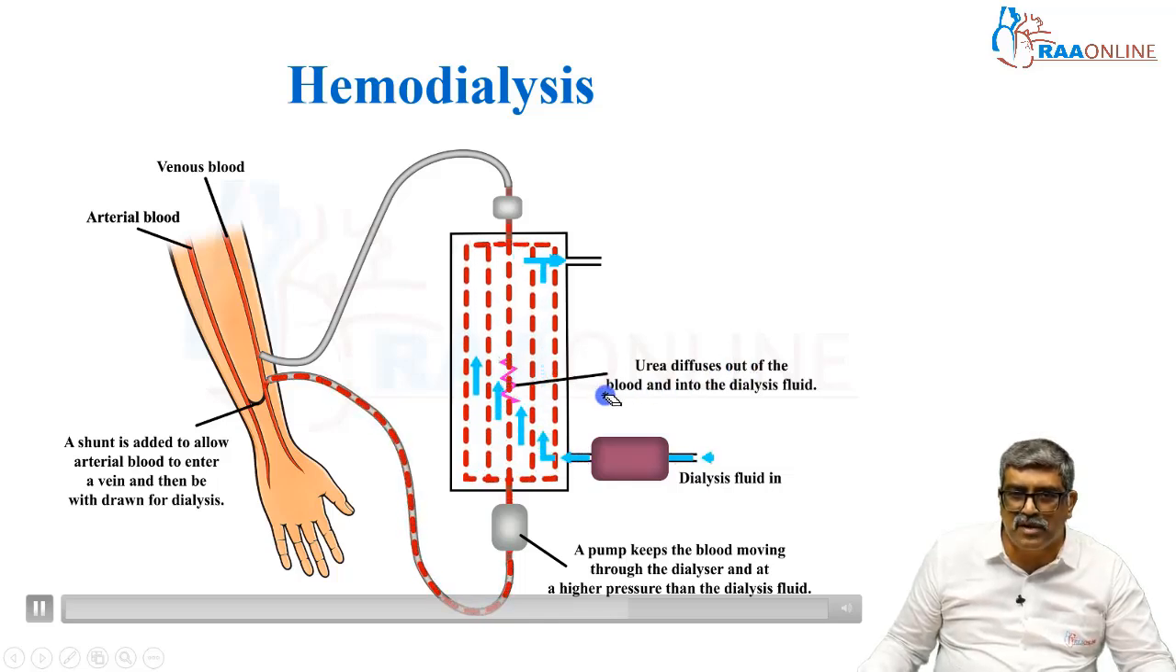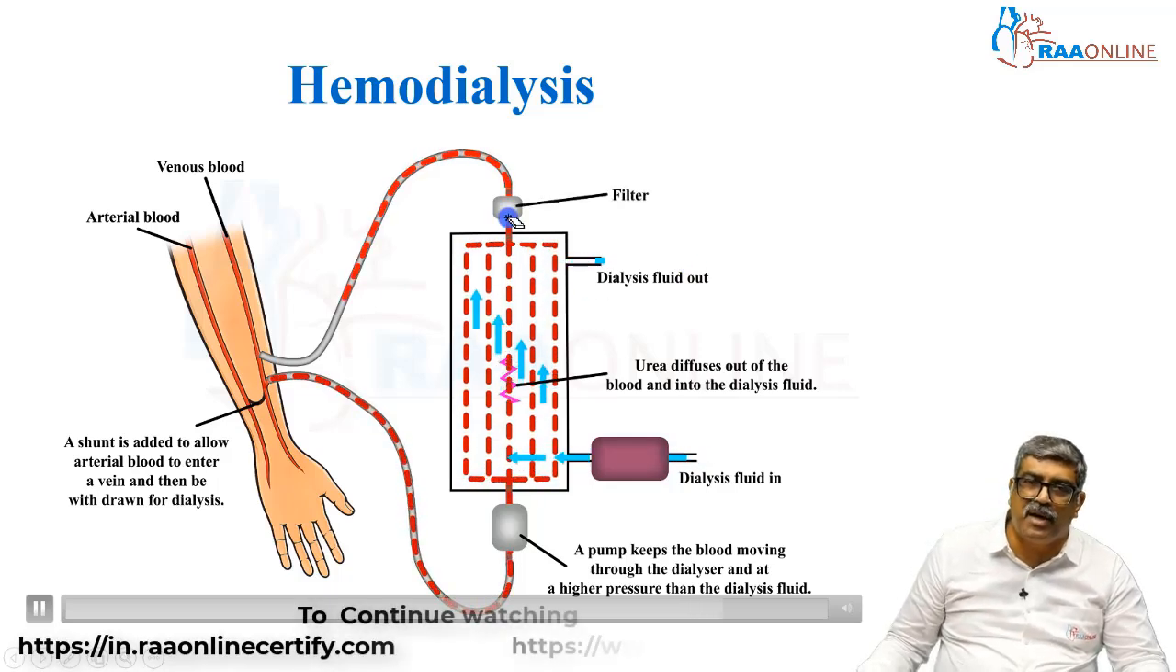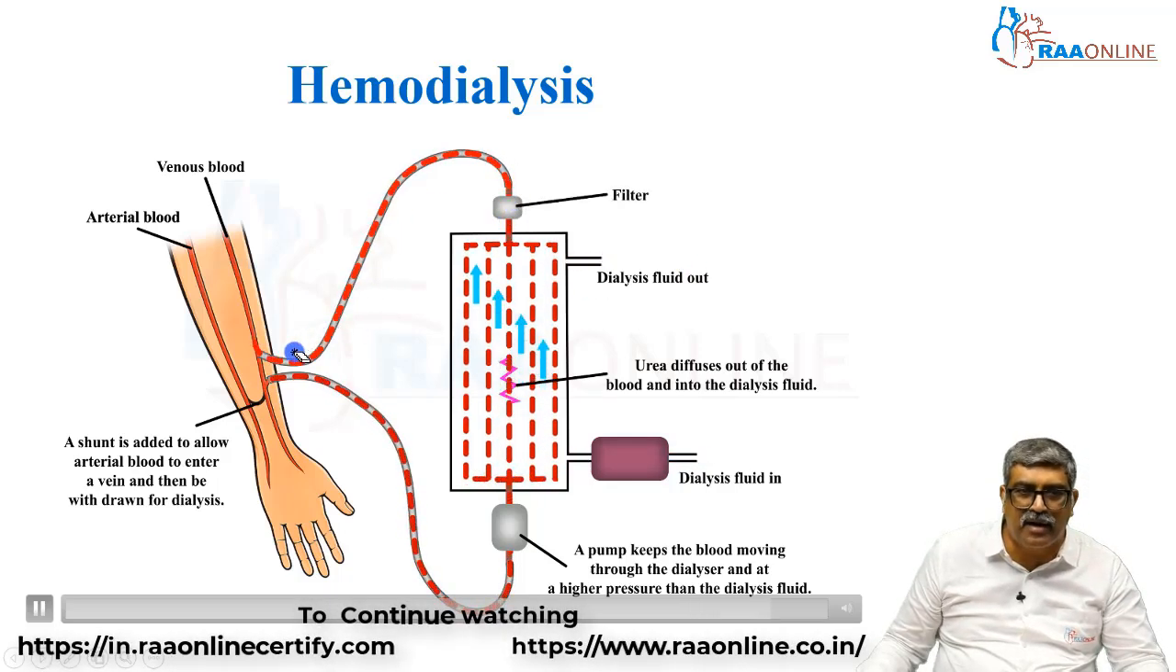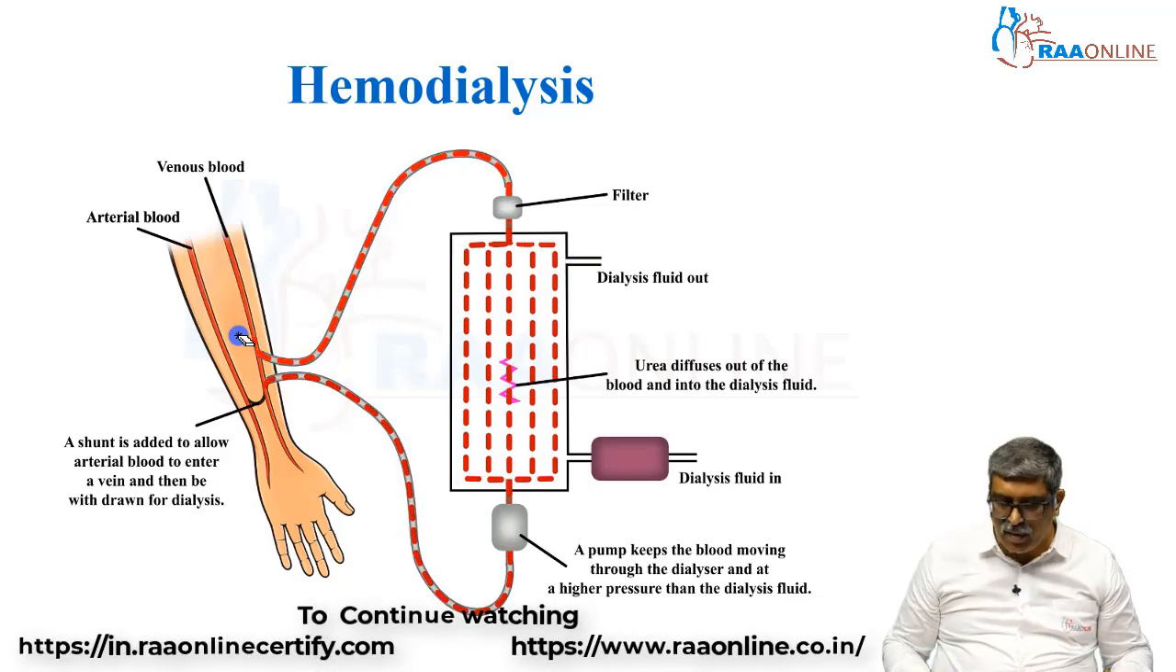Here the urea diffuses out of the blood into the dialysis fluid and the dialysis fluid is removed. Then the blood is passed via the filter and returned back into the venous circulation. This is the principle behind hemodialysis.